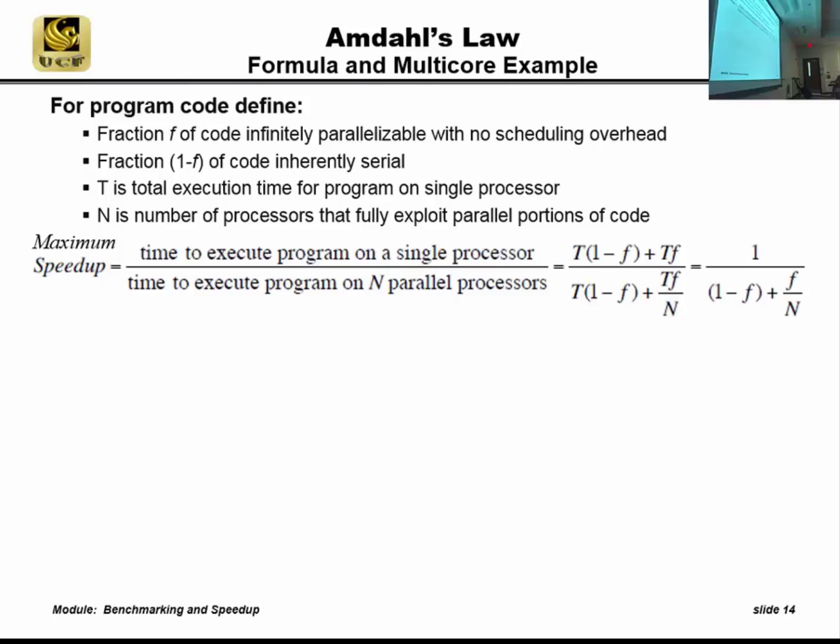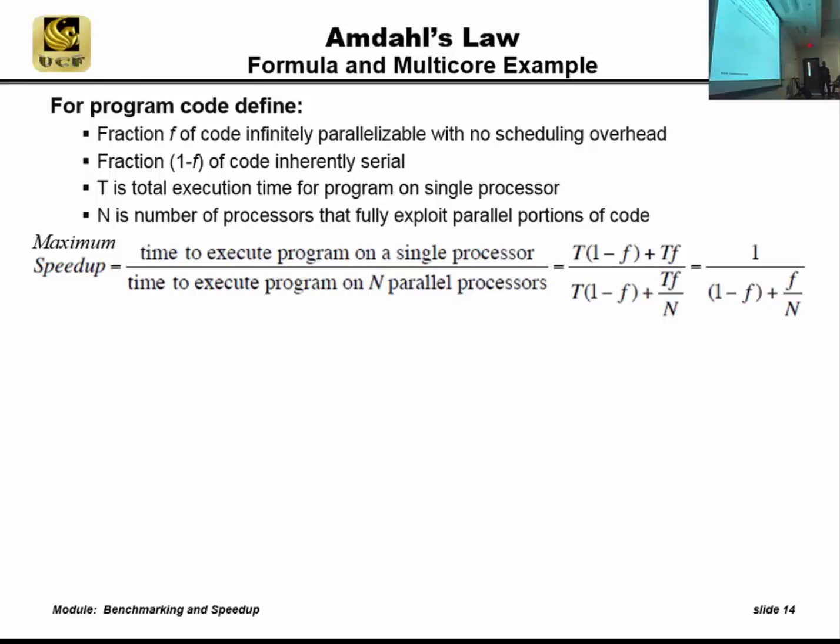And then what's in the denominator is the time on n parallel processors. Well, what happens when we run on n parallel processors? You have some fraction you don't enhance. The time's unchanged. See, the numerator and denominator are the same? What about the part of the program that you did speed up? How much faster does it go? What factor? 1 over n times faster, which means the time was divided by n. You're exactly right.